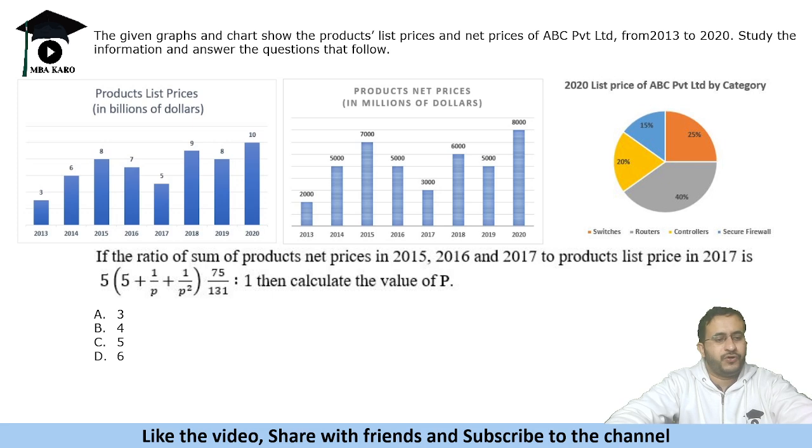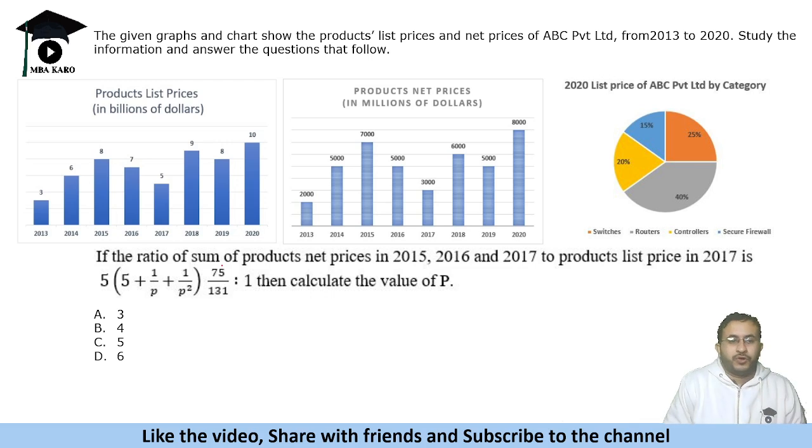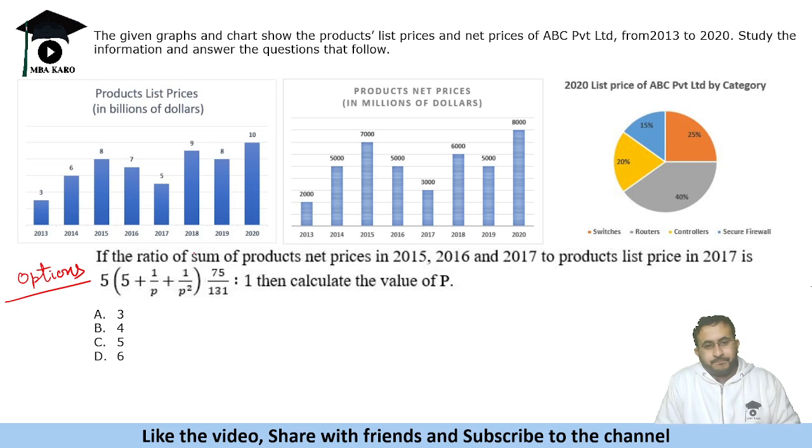If the ratio of the sum of products' net prices in 2015, 16 and 17 to the product's list price in 2017 is this, you need to find the value of P. Now in this case, I would suggest how one should have approached the question using options. Definitely I would never attempt such a set, but this question I could have done by options. How? Now if you see this, 1 upon P, 1 upon P square, and 5 plus this.